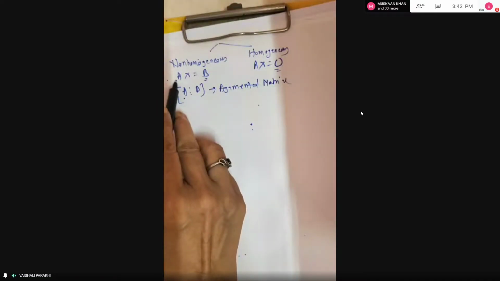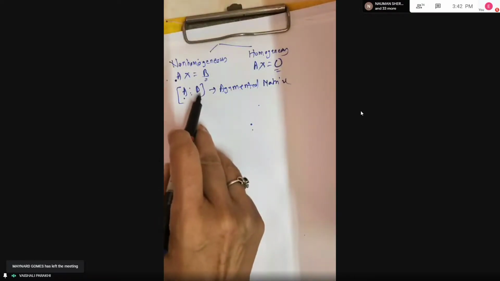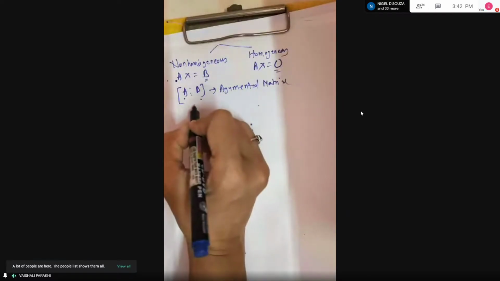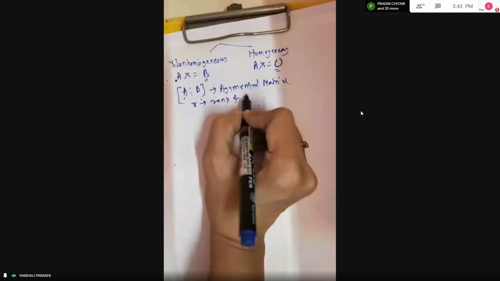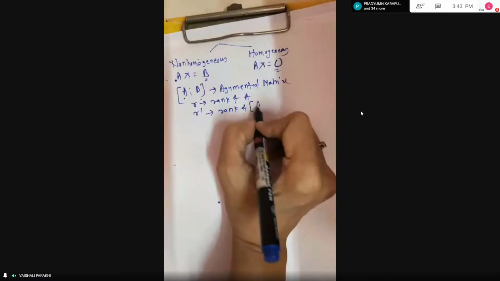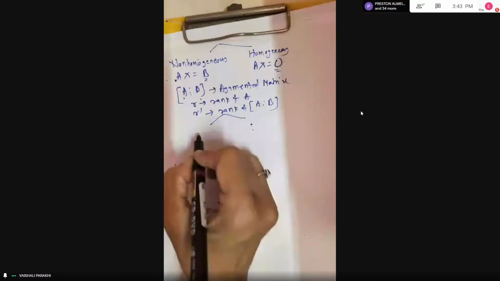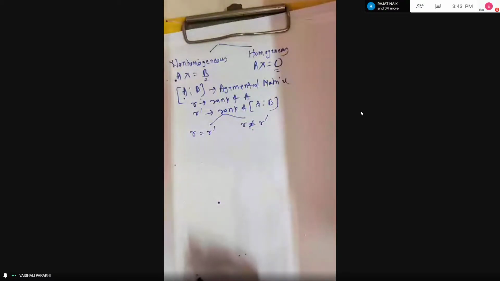Okay. So A means the coefficients of all variables on the left hand side of the equation, and B means the right hand side constants. See that this is a single matrix. Then you are going to find R. R is the rank of matrix A, and R dash is the rank of the whole augmented matrix AB. Once you find these two ranks, there are two cases: either R is equal to R dash or R is not equal to R dash.